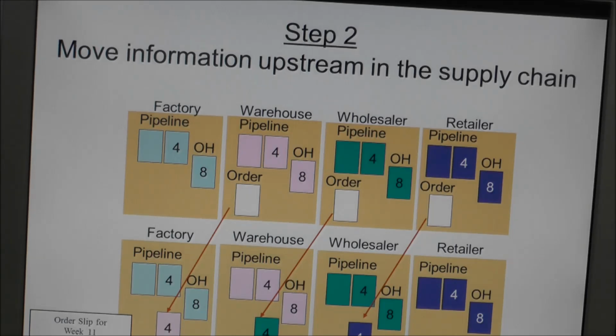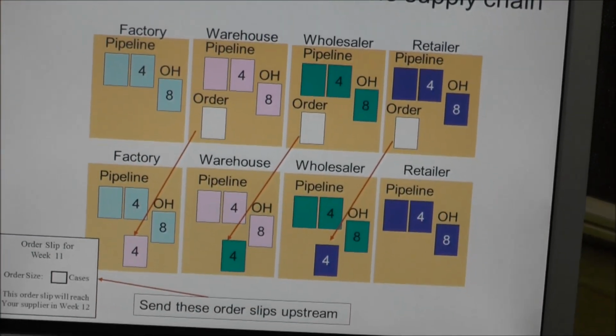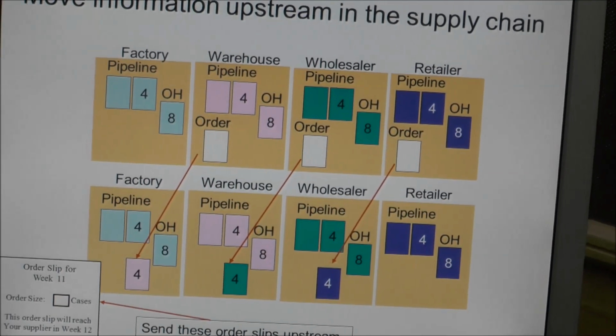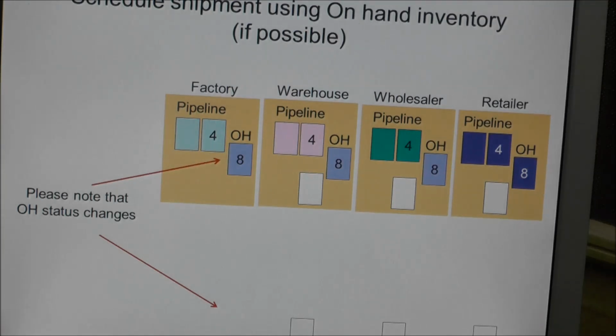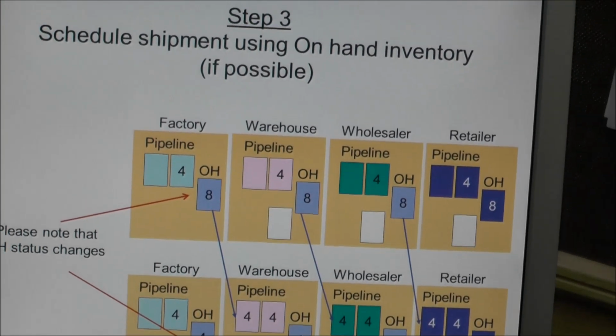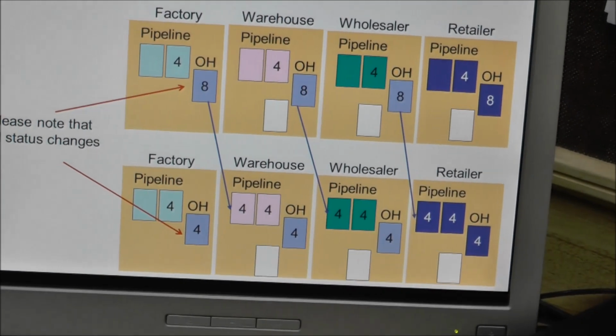Then the order slip is being sent. As you see here, the arrow indicates that the order slip from the retailer goes to the wholesaler, the order slip from the wholesaler goes to the warehouse, and the order slip from the warehouse goes to the factory. That's what is shown by these slanting arrows. And then we start fulfilling the order. Now that I received an order slip, I want to see if we can fulfill it. So that's what we are trying to do.